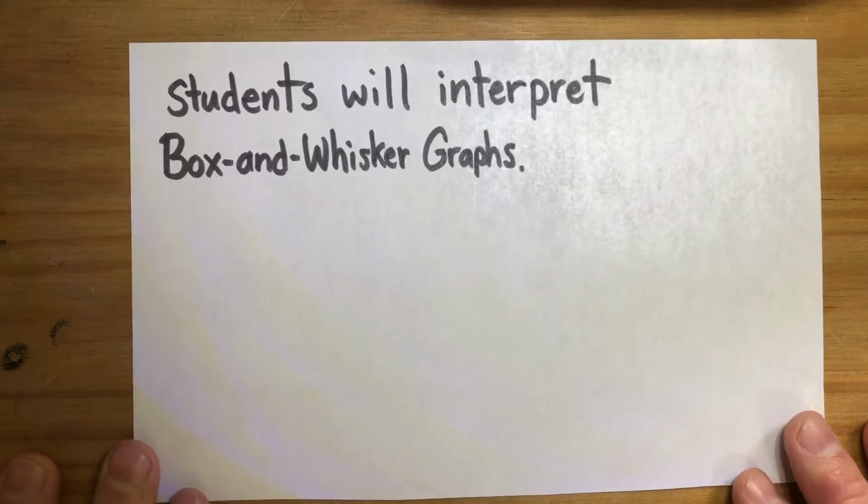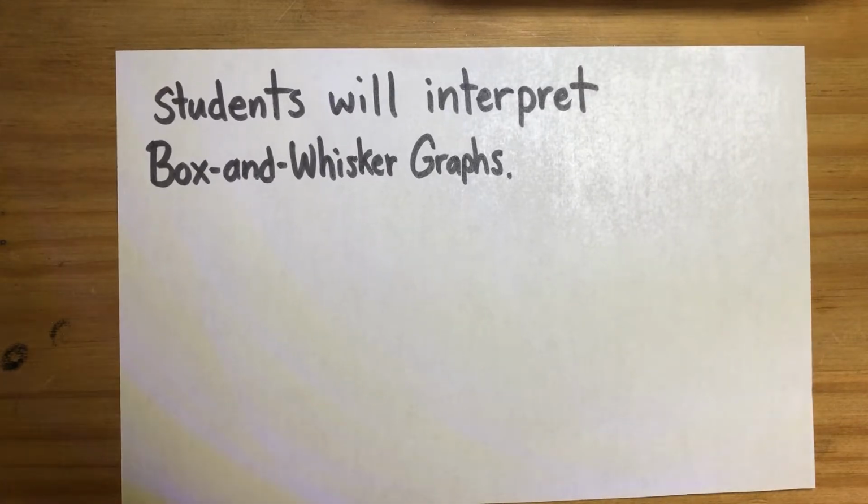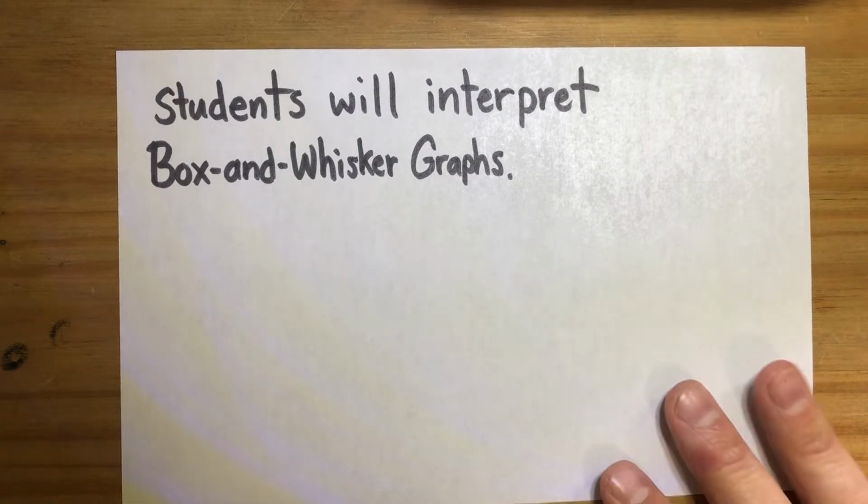Today we're going to interpret box and whisker graphs. Now this is not the first time you've heard the words box and whisker graphs, because a while back when we learned about the 5-number summary and interquartile range, I let you know that the 5-number summary is featured in a box and whisker graph. So let's find out how to read and interpret box and whisker graphs.